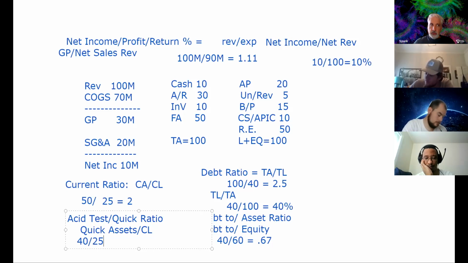Okay. So if I calculate that outright, that's 8/5. So that comes out to 1.6 maybe, or something like that. Notice my acid test ratio, quick ratio, is smaller and always will be because it has less stuff in the numerator.